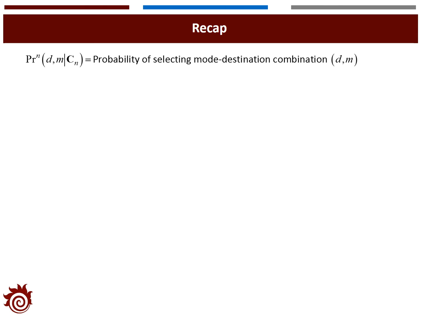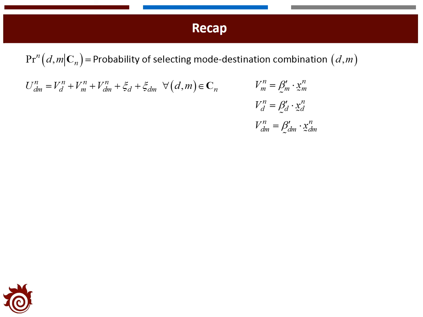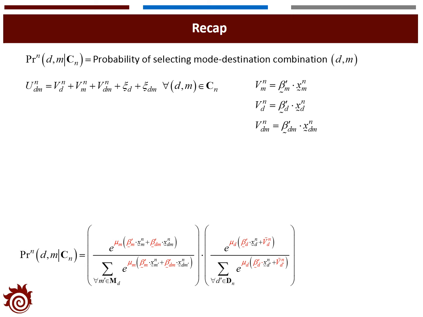Now let's summarize the steps for us to complete the two-dimensional nested logit model estimation. First, we have the probability of selecting a mode destination combination D and M, and we define the utility for DM with respect to 3 deterministic terms and 2 random terms. And we define that deterministic terms are linear functions of the attributes. We also derive the formula for the probability of taking D and M. And also in this probability, we have the log sum term.